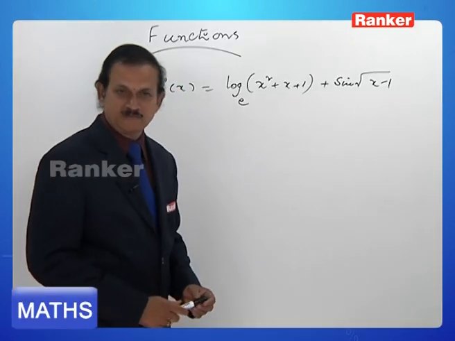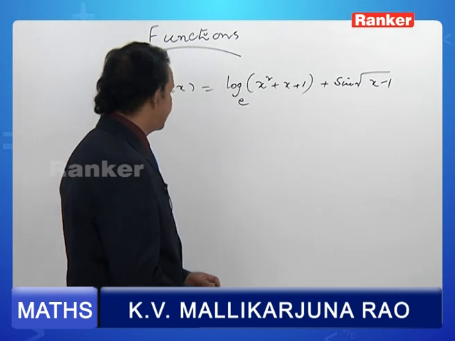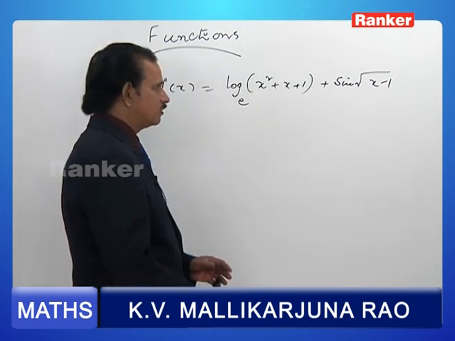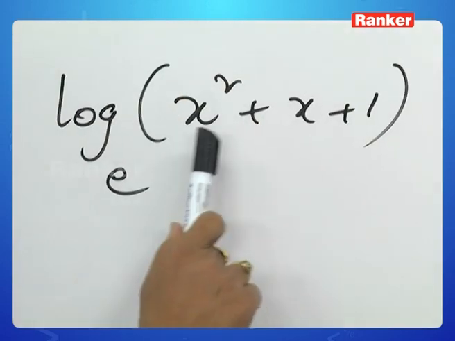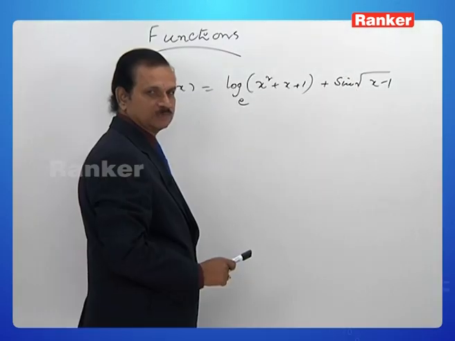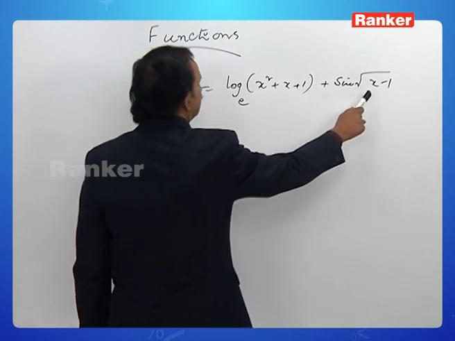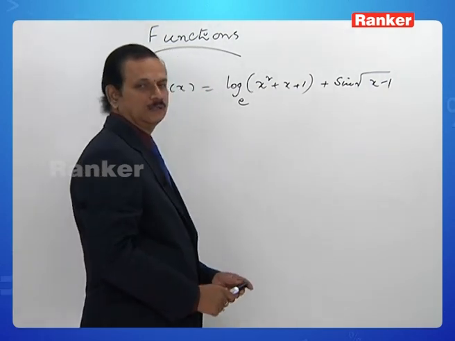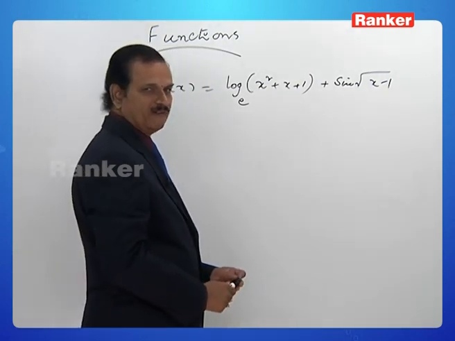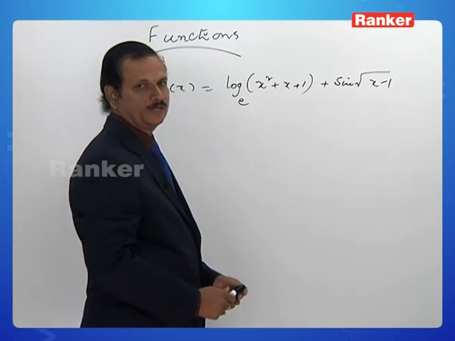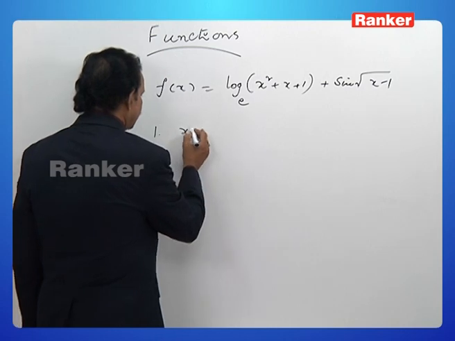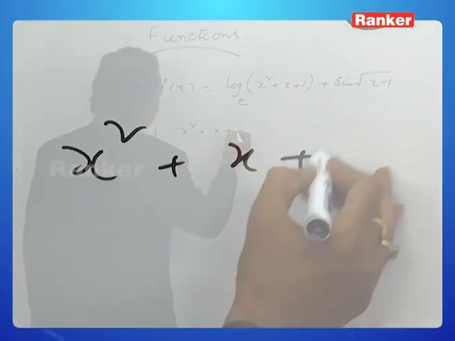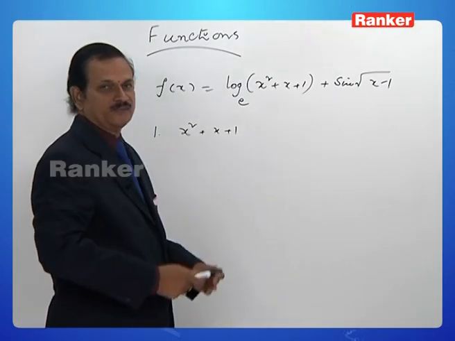To trace the domain of the function carefully, we have to keep two particular things in our mind. One is, x square plus x plus 1 must be strictly positive, and for square root of x minus 1 to be defined, x minus 1 must be non-negative. So, the first thing to observe is, x square plus x plus 1 must be strictly positive.